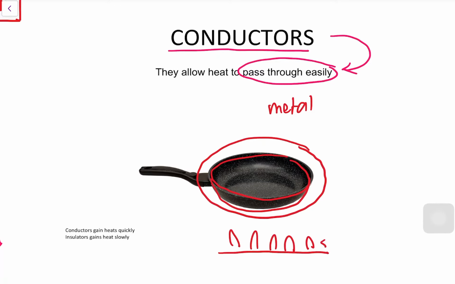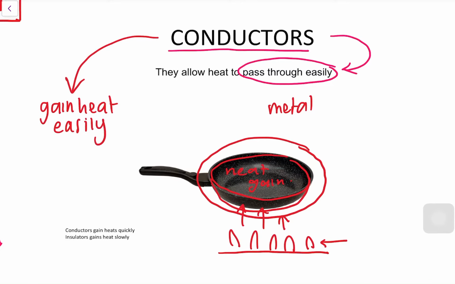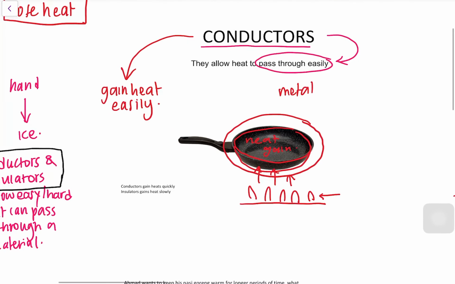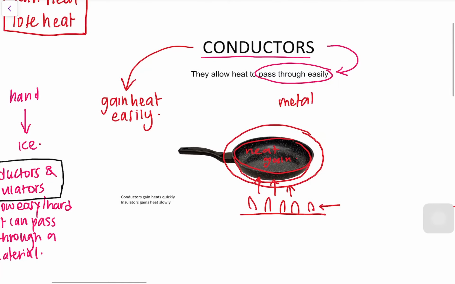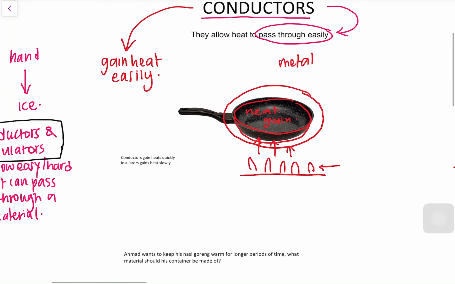So from your fire source over here, heat energy is traveling to the metal surface, which is the conductor, and then you have your heat gain. So since it is a conductor, it will gain heat easily. All right, it will gain heat easily, but the same thing also applies to it losing heat.